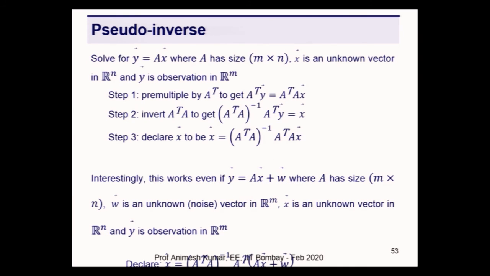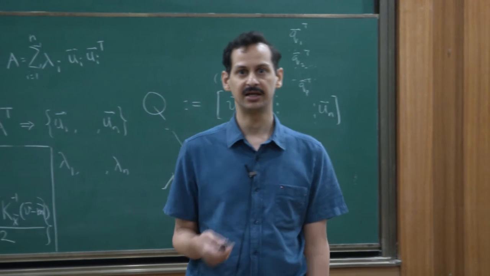If we have to solve for y, which is a linear combination of x vectors, so y is given as A times x vector, then this is how we solve it. The first thing is you pre-multiply both sides by A transpose. If A was M by N, then A transpose will be N by M. So you end up with A transpose y, which is A transpose times A times x vector. And we know that A transpose A is a square matrix, right? That's going to be N by N.